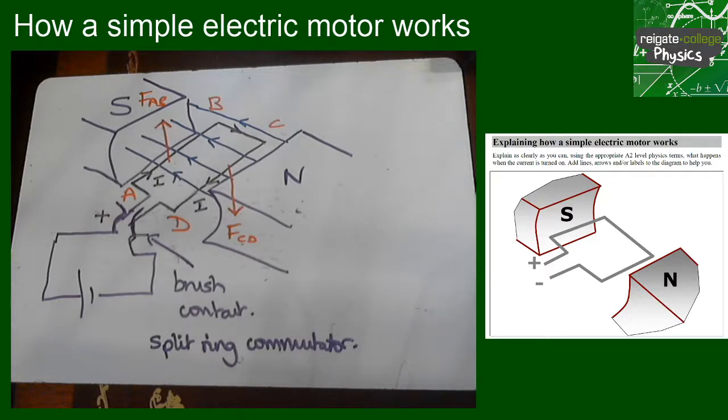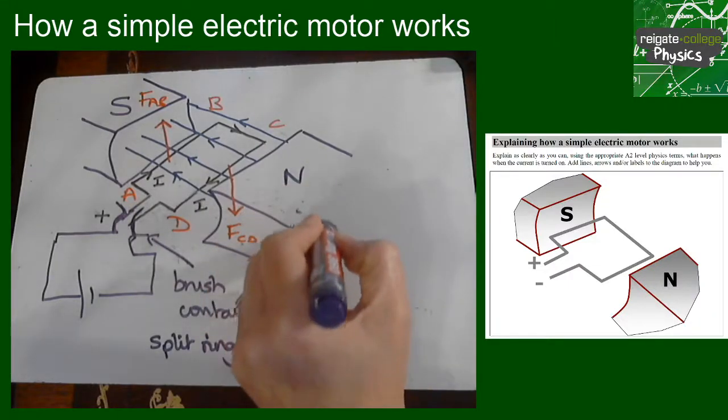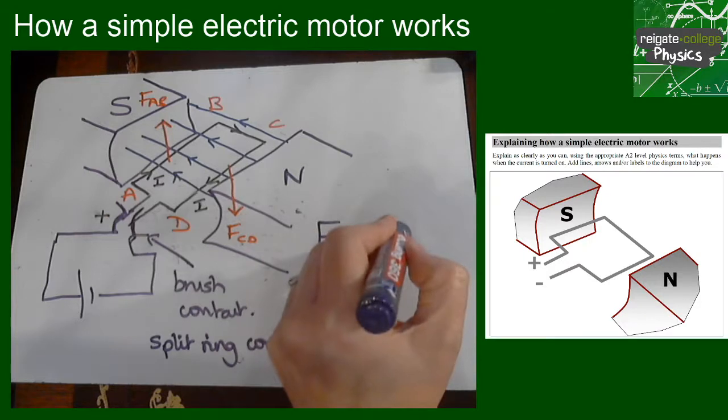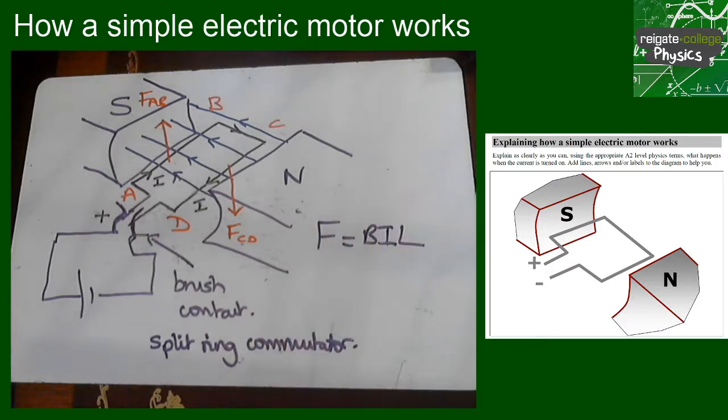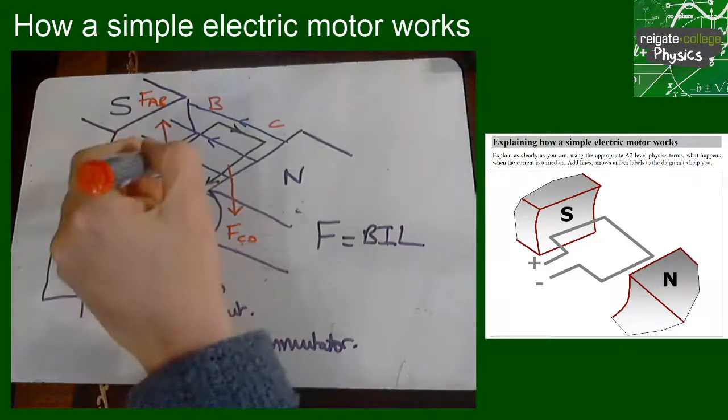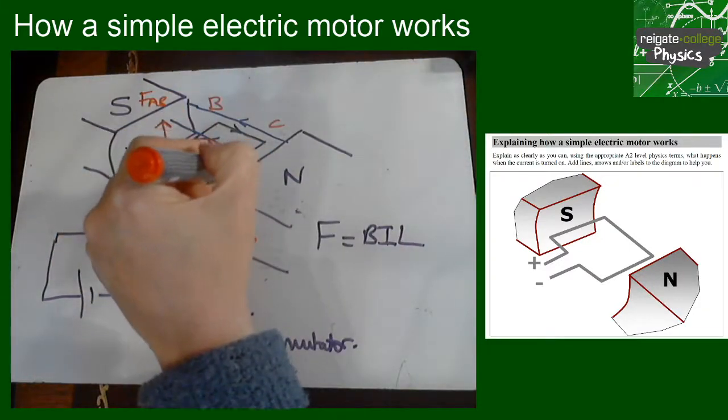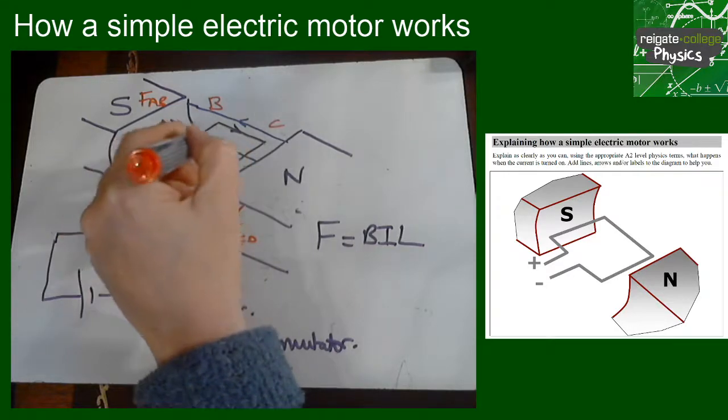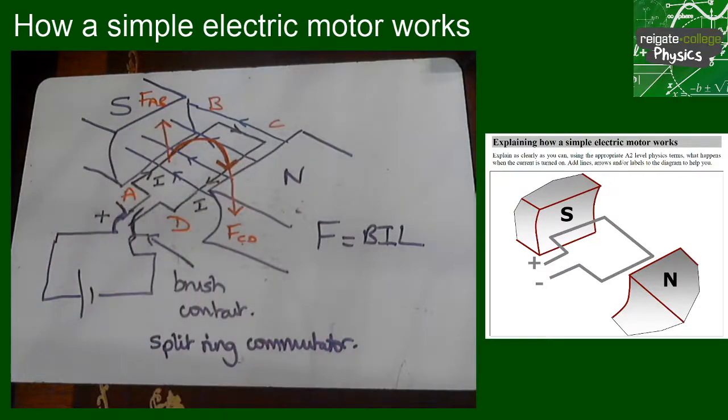The size of that force is given by Fleming's left-hand rule, F equals BIL. The two sides, AB and CD, because the current is going in opposite directions, you have opposite forces. So the left side is going up and the right side is going down. So you've got a clockwise spin of that particular coil. So you can draw an arrow perhaps to indicate the idea that you have a clockwise spin of the coil.